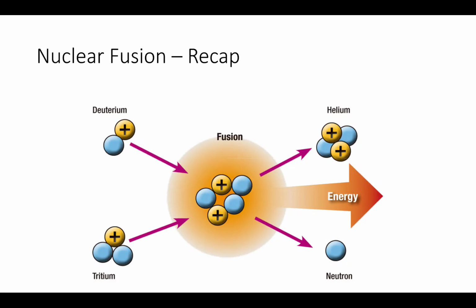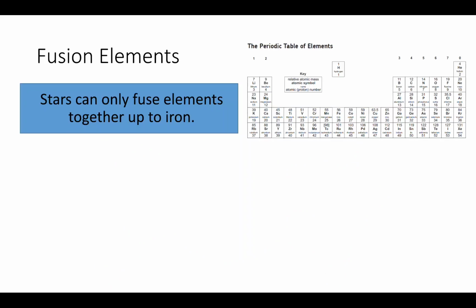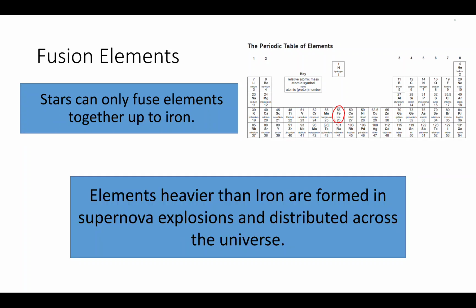And just to recap, normal sized stars can only fuse elements together up to iron, Fe, which is here. And elements heavier than iron are formed in a supernova explosion and then distributed across the universe. Remember that initial distribution is approximated to around 40,000 kilometers per second. So quite fast.